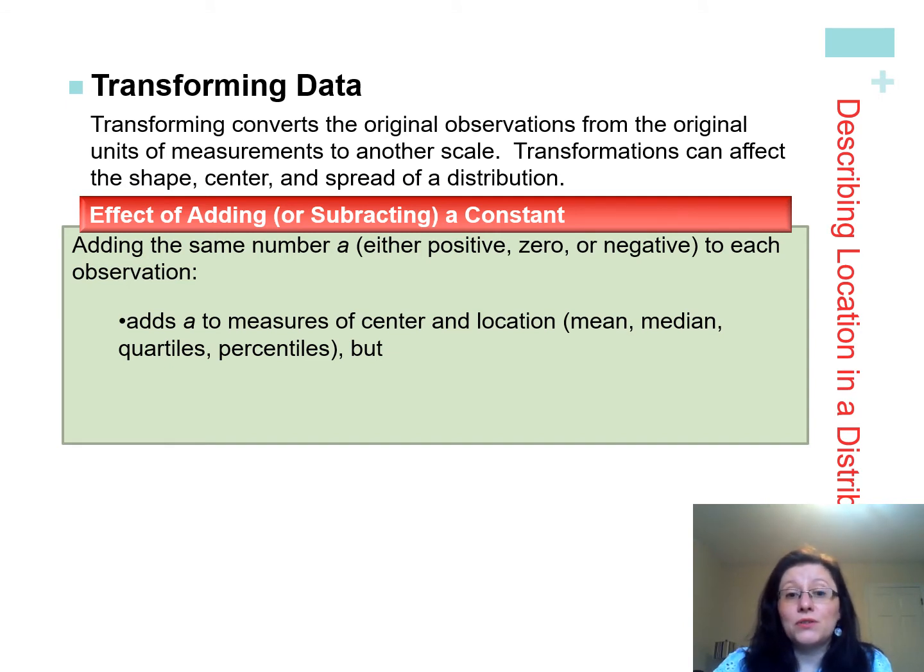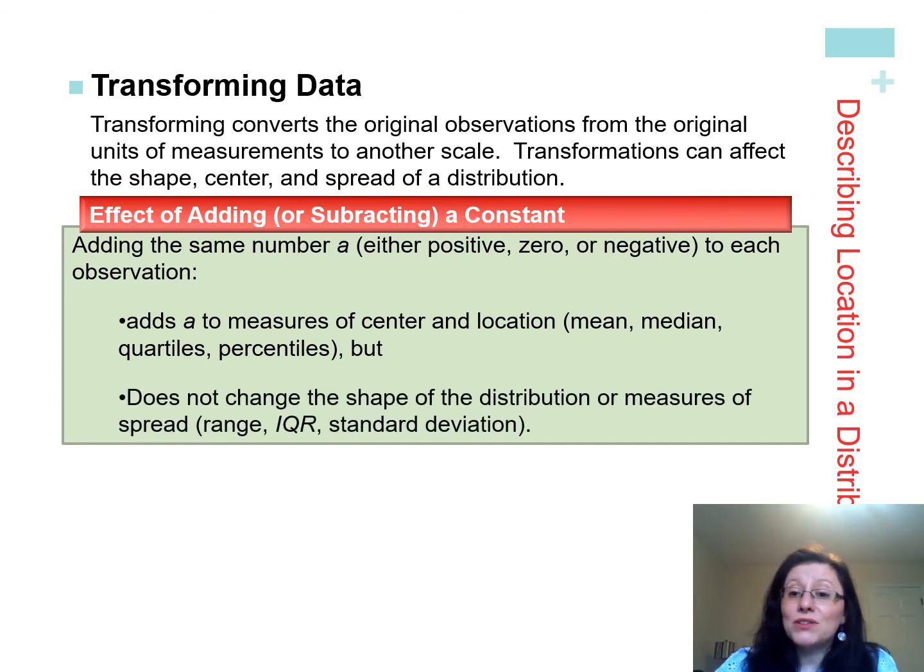It's going to add that value to the quartiles, but it will not change the shape of the distribution, and it will not change the measures of spread. So the IQR will be the same value, standard deviation will be the same value. You didn't change the shape of the data, right? You just kind of shifted it on a number line, either up or down.